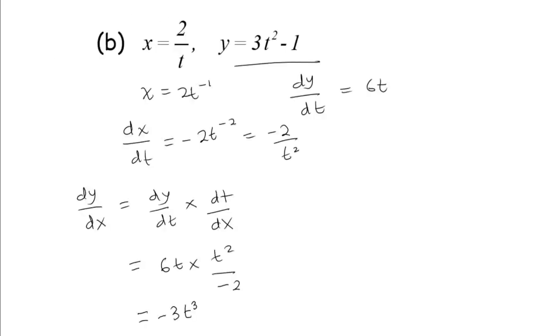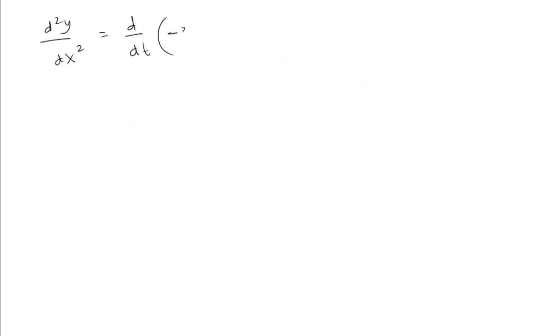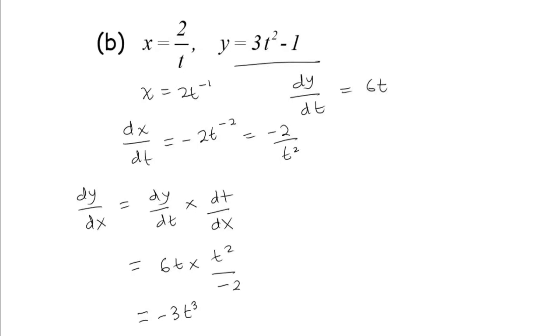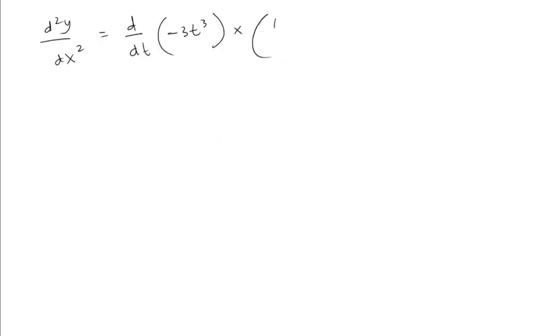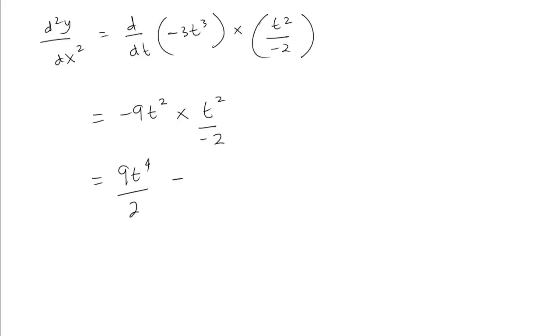Now let's find d squared y/dx squared. We have to differentiate our dy/dx with respect to t, where our dy/dx is negative 3t cubed. And then we have to multiply with our dt/dx, which is t squared over negative 2. When we differentiate negative 3t to the power of 3, we get negative 9t squared, multiplied with t squared over negative 2. So the answer is 9t to the power of 4 over 2.